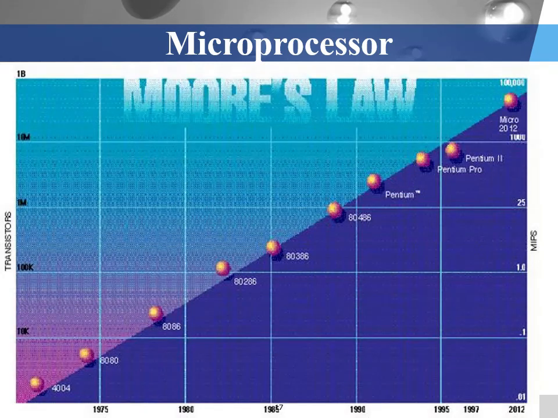So if we draw a figure of the production year and the number of transistors of every one of the processors, we got this diagram. It is called Moore's law. It says that every 18 months, the number of transistors will double. So this is called Moore's law.